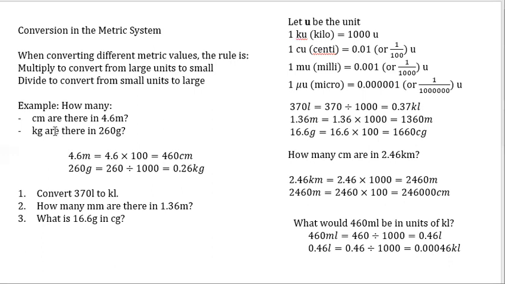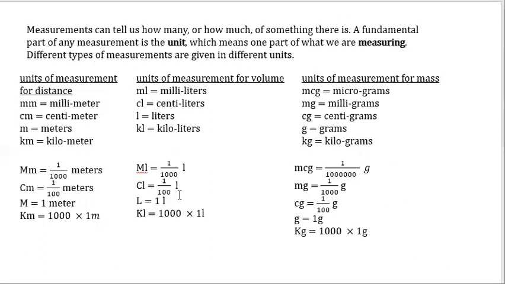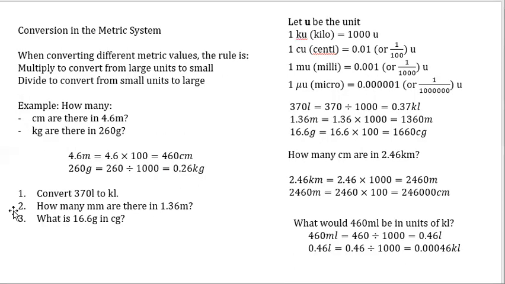Likewise, if we want to know how many kilograms are in grams, a gram from our table here, we can see is smaller than a kilogram. So what will we do? To find out how many kilograms are in that certain amount of grams, we are going to divide by 1,000, right? And this will give you kilograms, not micrograms. So here 260 grams divided by 1,000 will give us 0.26 kilograms. You all understand how this works, right?